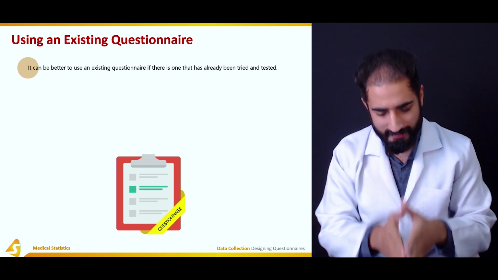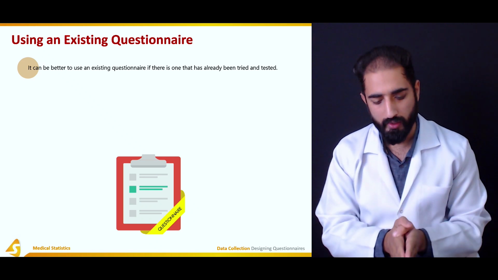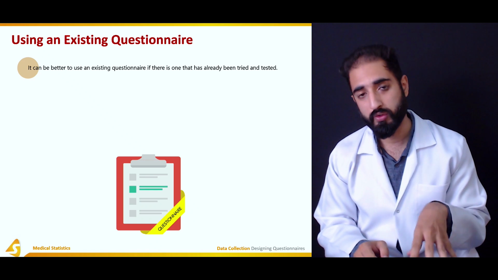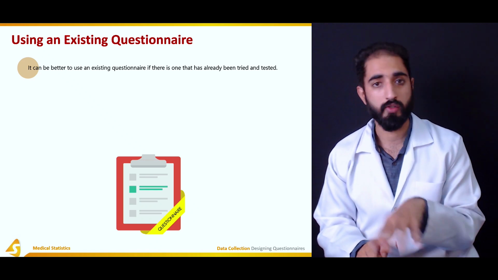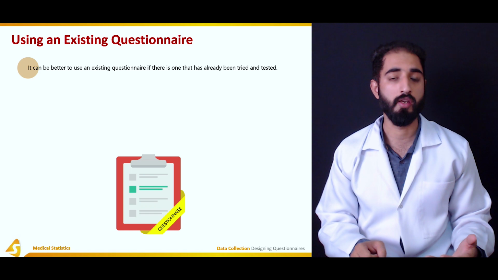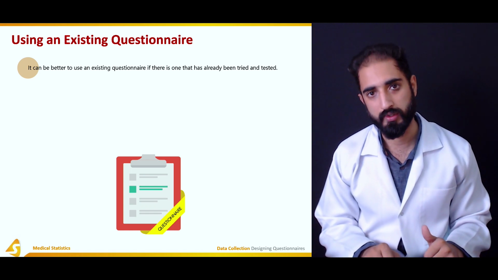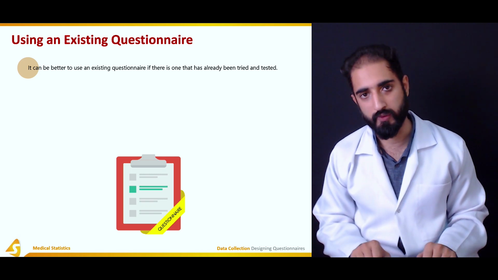It means it has been validated, that its validity and reliability has been established, because that is very important. Whenever you send your manuscript to any journal, you need to mention its validity and reliability, and if it's a new questionnaire, you need to establish it yourself. So that takes a lot of work as well.